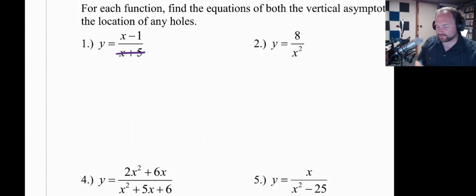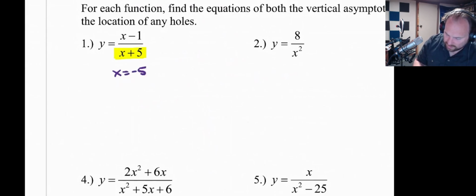My tablet seems to be running a little slow right now, so I'll try to be a little more patient with it. I'm asking a lot of it right now. x equals negative 5 will be a vertical asymptote in this problem.